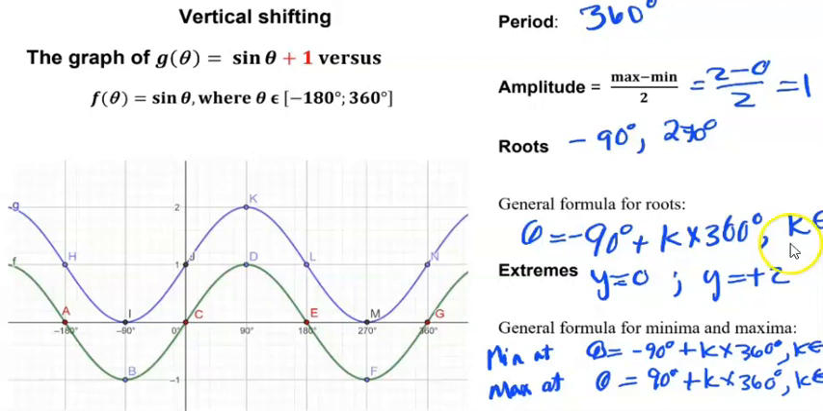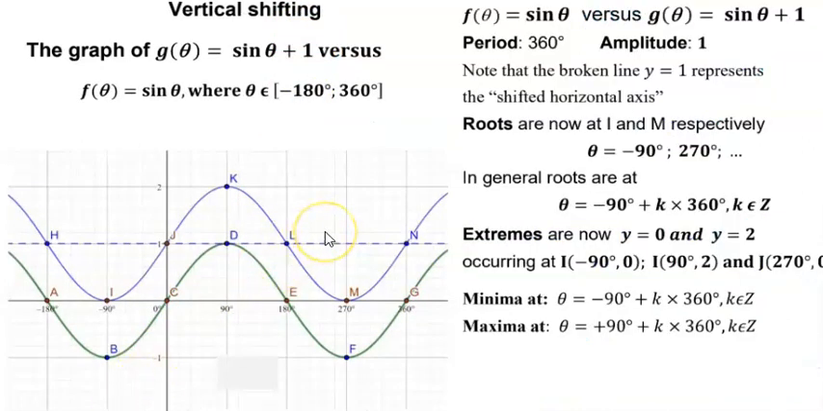And that is the vertical shifting. What we must realize here is that it makes it very simple when we add a plus here, then we shift 1 up. It's a plus 1 shifts 1 up.